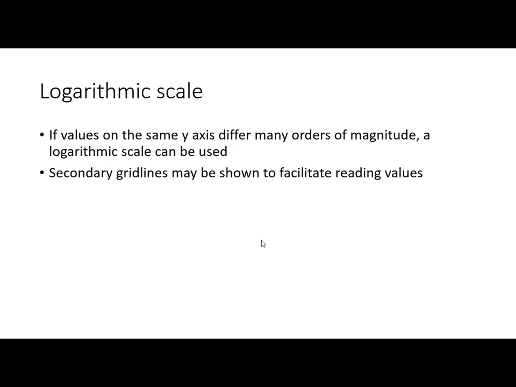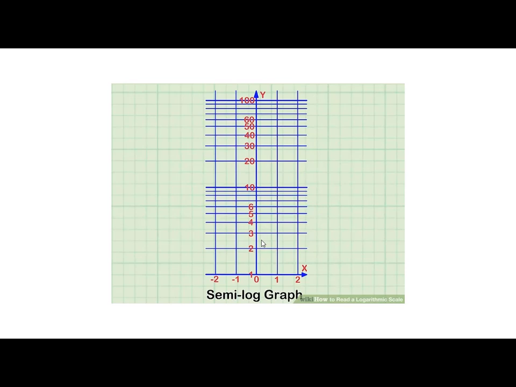Logarithmic scale: if the values on the y-axis differ by many orders of magnitude, a logarithmic scale can be used. Therefore, we had in the previous example a secondary axis, and another solution is to use a logarithmic scale. The secondary grid lines may be shown to facilitate reading the values. I am showing here an example to show you that they are not equal distances here because of the way the logarithmic scale works.